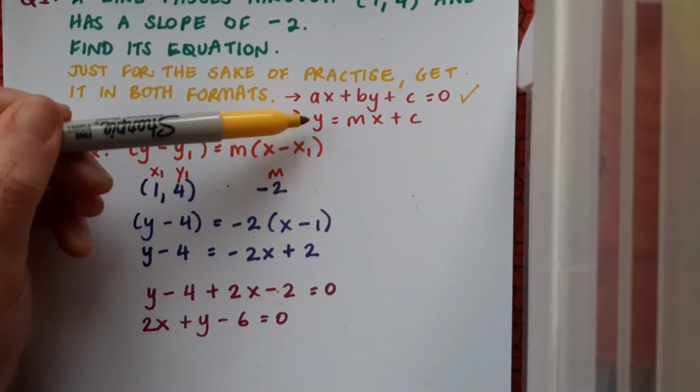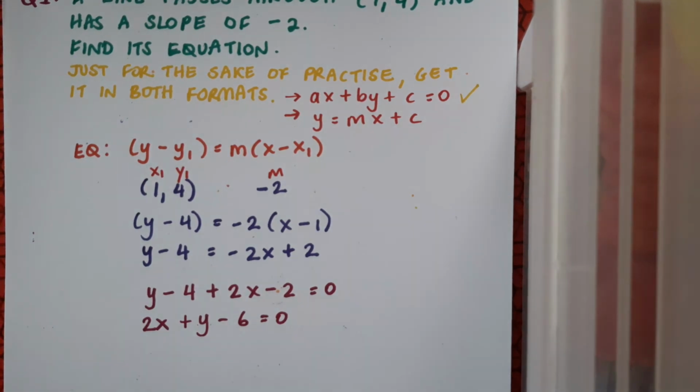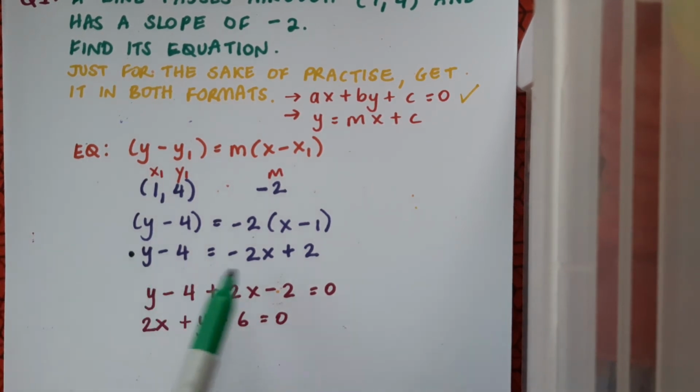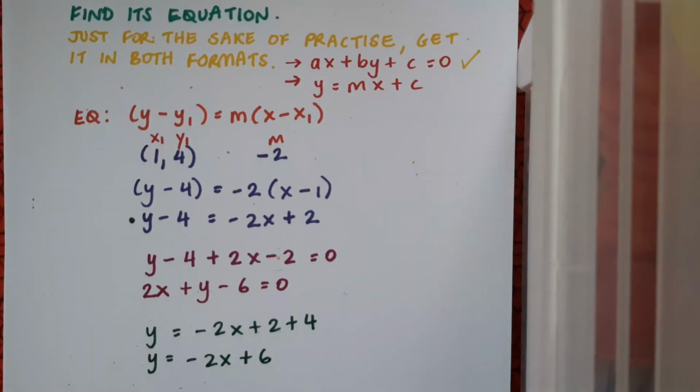So I want to get this format this time. That just means getting the y by itself on the left-hand side. So let's go back to here to have a look again. Okay, so that's what I got when I multiplied out. So I want to get y on the left and everything else on the right-hand side. So I'll have y equals minus 2x plus 2 plus 4, and then just put the constants together to get y equals minus 2x plus 6.